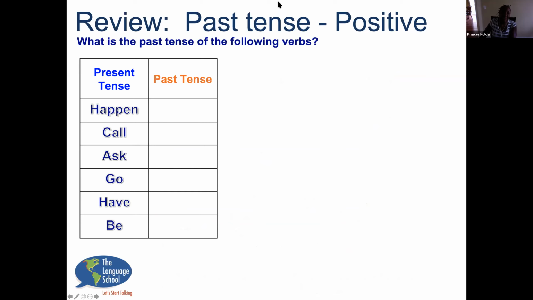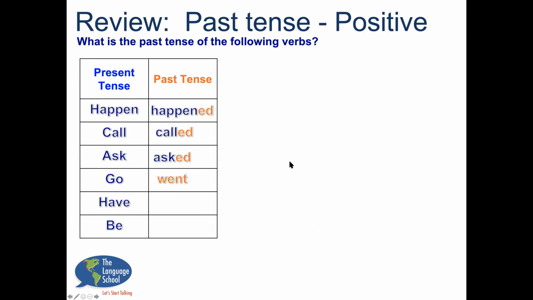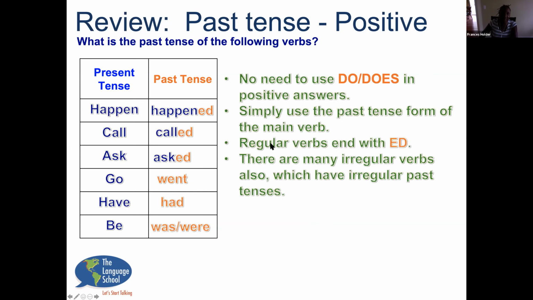All right. Let's review the past tenses of these verbs. Past tense of happen. Happened. Good. Past tense of call. Called. Good. Past tense of ask. Asked. Good. Past tense of go. Went. Excellent. Past tense of have. Had. Excellent. Past tense of be. Be careful. Was. Were. Excellent. Well done, Fernando. You didn't fall into the trap.